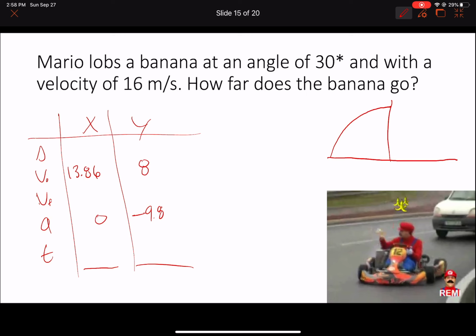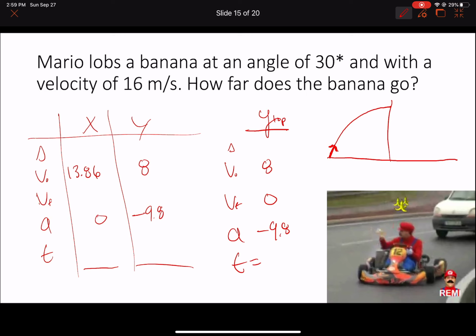So let's think about just at the top in the y direction. I'm going to write y top here as a separate column. Okay, y to the top, our displacement, we don't know. Our v naught is the same thing, it's 8, because we're talking about right here. Our initial velocity is 8 in the y direction. Our final velocity is 0, and that's why we did this, because we have an extra piece of information. We know at the top our y velocity is 0. And acceleration is -9.8. Our time we don't know yet, but we can find it, right?